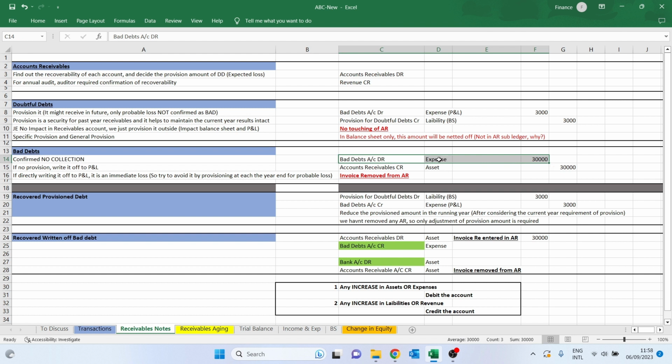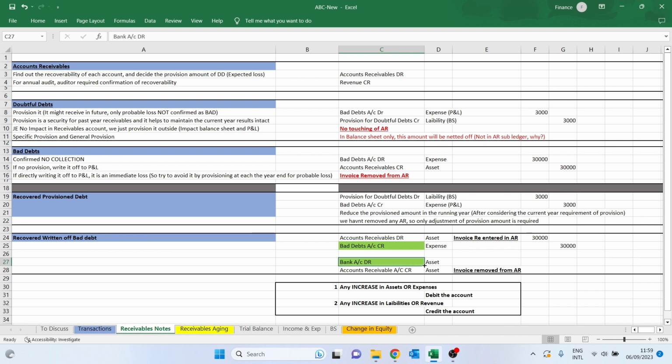We have recorded an expense earlier, but this is not an expense anymore because we have collected this, so we are crediting the 30,000. This is for re-entering the invoice into the accounts receivable. So we are showing the accounts receivable again back in the aging reports. And now, while receiving the payment, because we said this is recovered, recovered means we received the money.